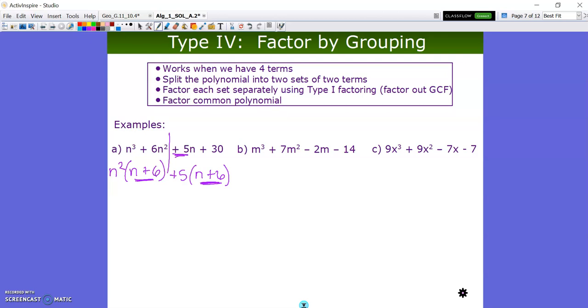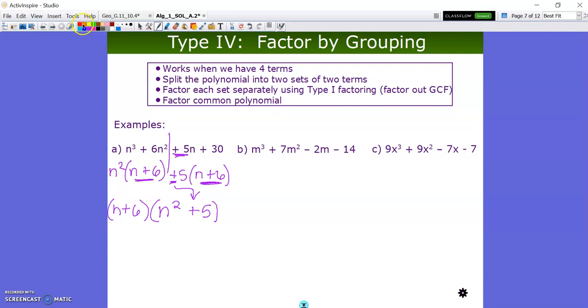So just like in our previous slide, we're going to go ahead and put that n plus 6 in front and write our leftovers after that. What's left over is that n squared and the plus 5. See why it was so important to put that plus sign there for the plus 5? Because we carry it all the way through to there. And you've just factored by grouping.